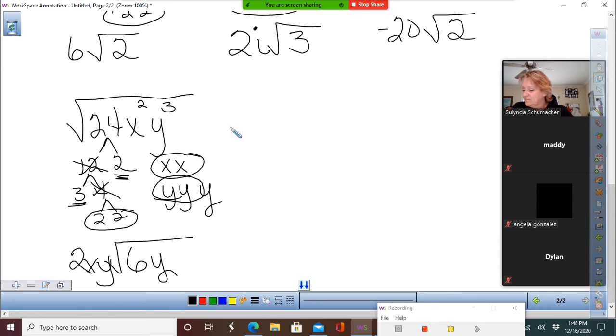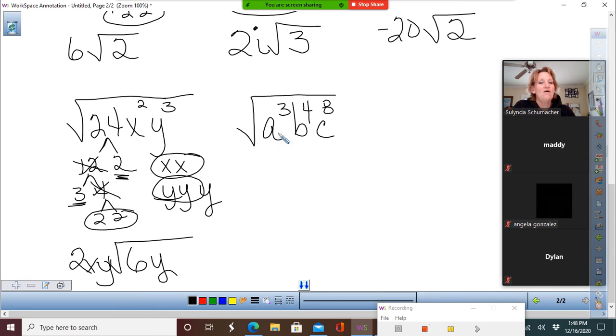All right. Let me try another one, and then we'll get into the hardest part of the radicals today. So let's try this one. What if I have a to the third, b to the fourth, and c to the eighth? All right. So how many groups of a's can come out? There's 3 a's in here. One group of 2 a's can come out. Staying at home is going to be one single a.